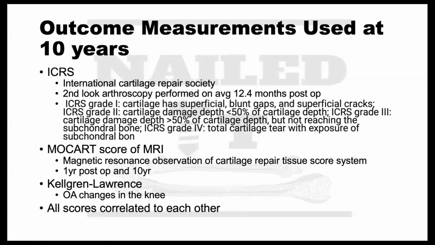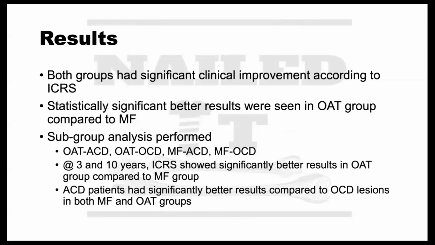They also used a scoring system utilizing post-operative MRI that looked at the MRI findings regarding the cartilage repair. And that was done at the 1 year mark and the 10-year mark. And then the more well-known Kellgren-Lawrence measurements looking at osteoarthritic changes in the knee. And then all these scores were correlated to each other.